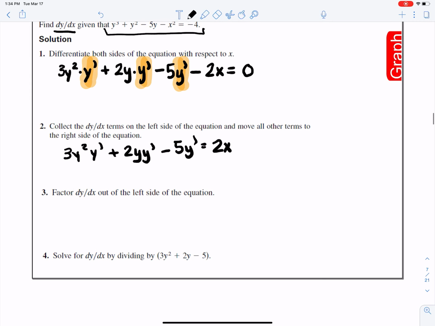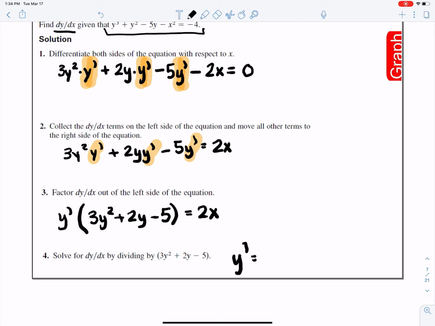Once we move that term over, all these three terms have a y prime in them, so I'm going to factor that y prime term out. I'm going to get y prime times (3y squared plus 2y minus 5) equals 2x. And then my goal is to solve for y prime by dividing by that last term: 2x divided by 3y squared plus 2y minus 5.